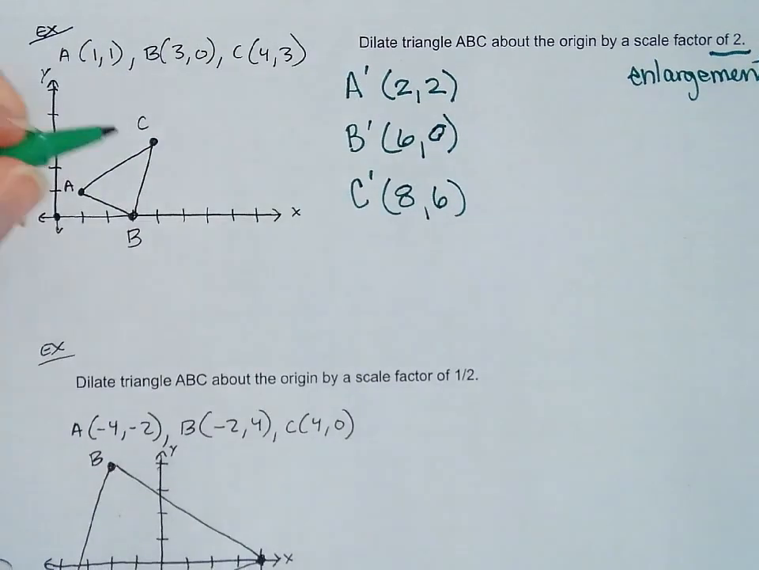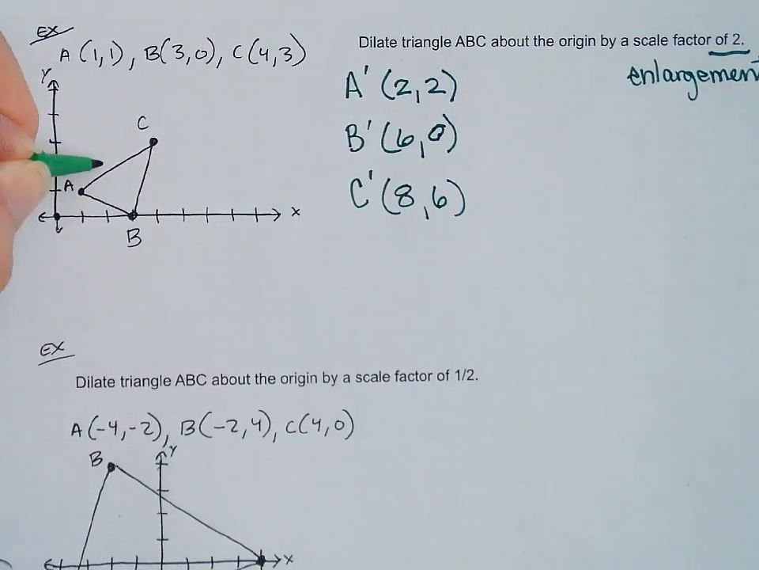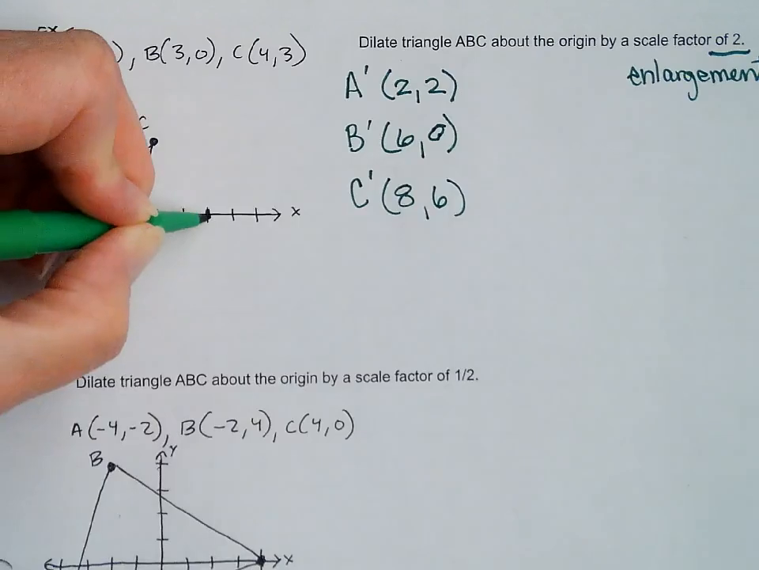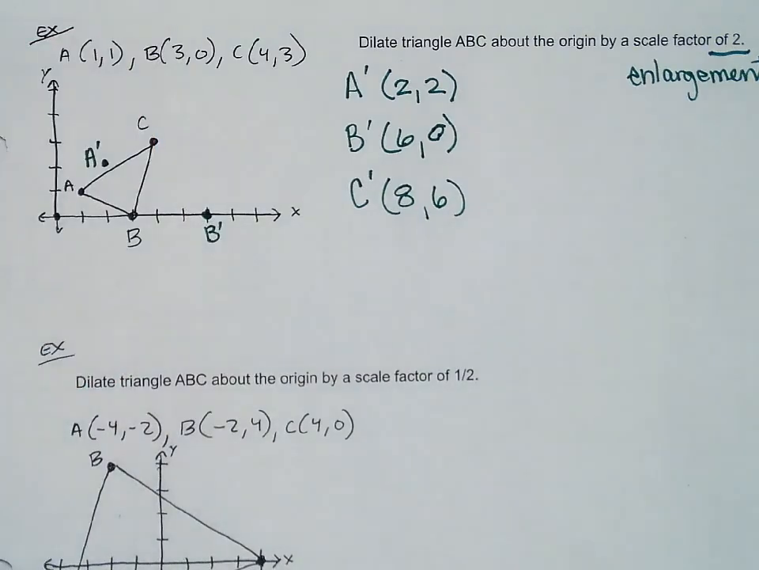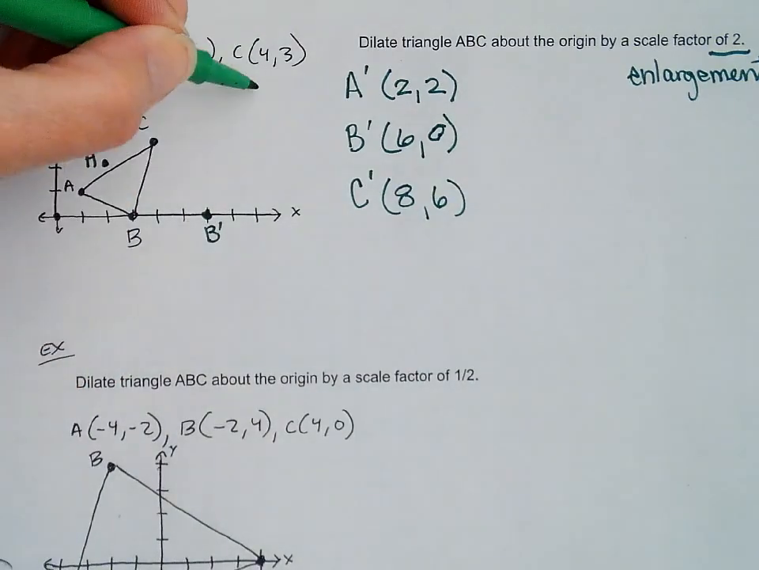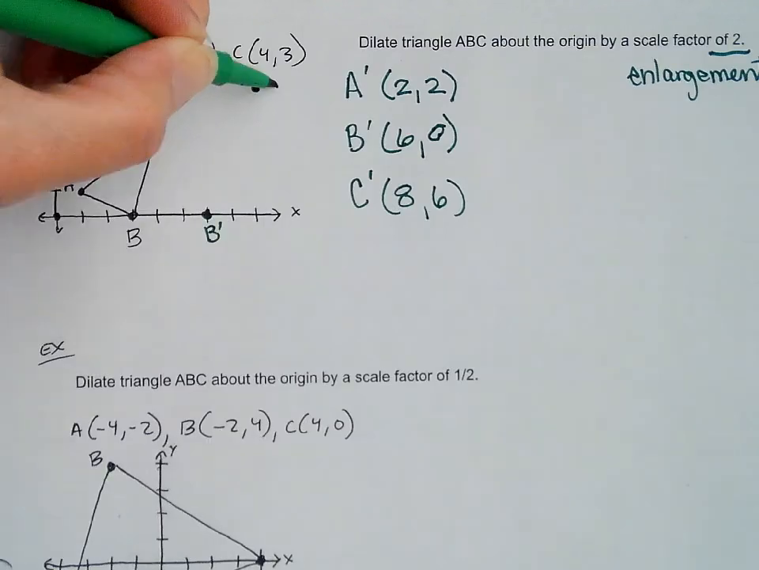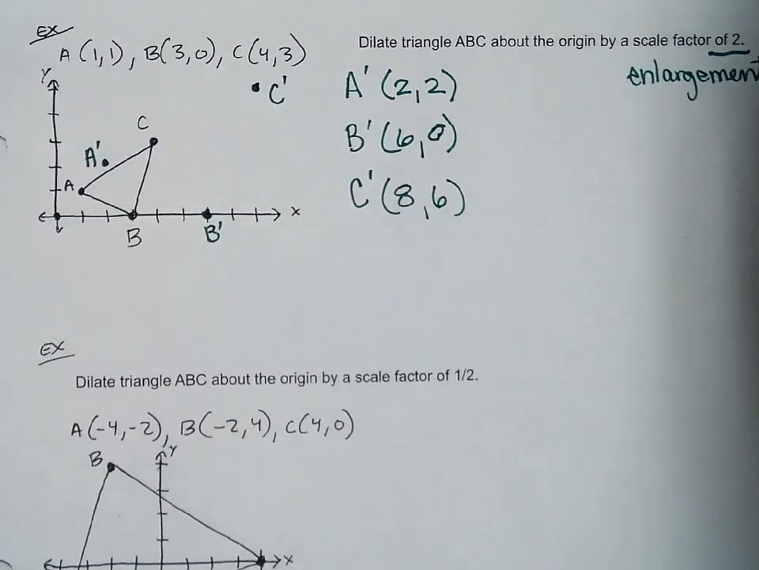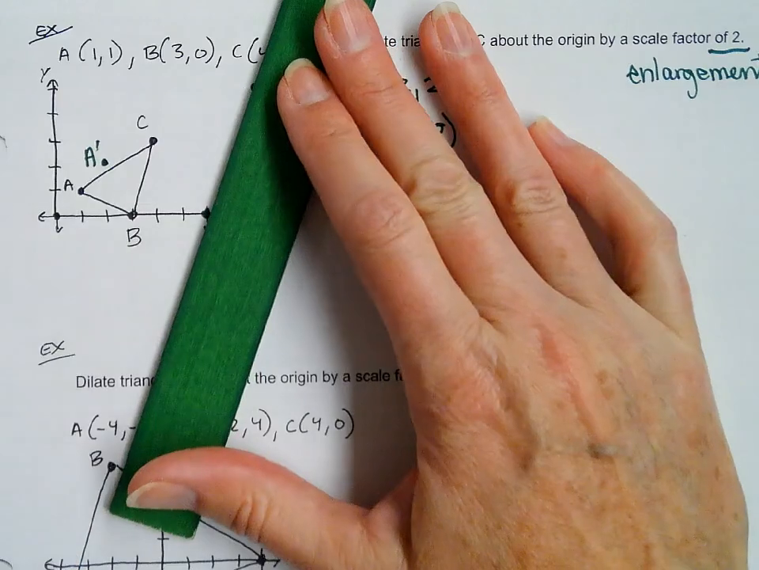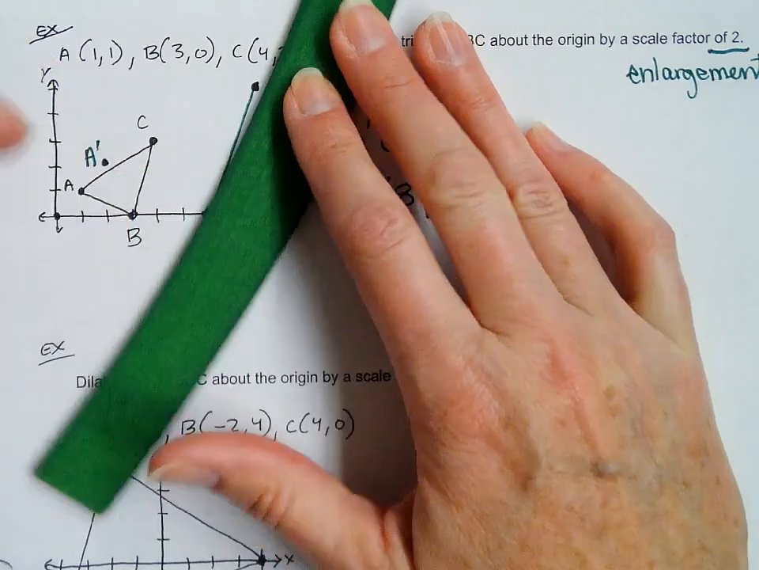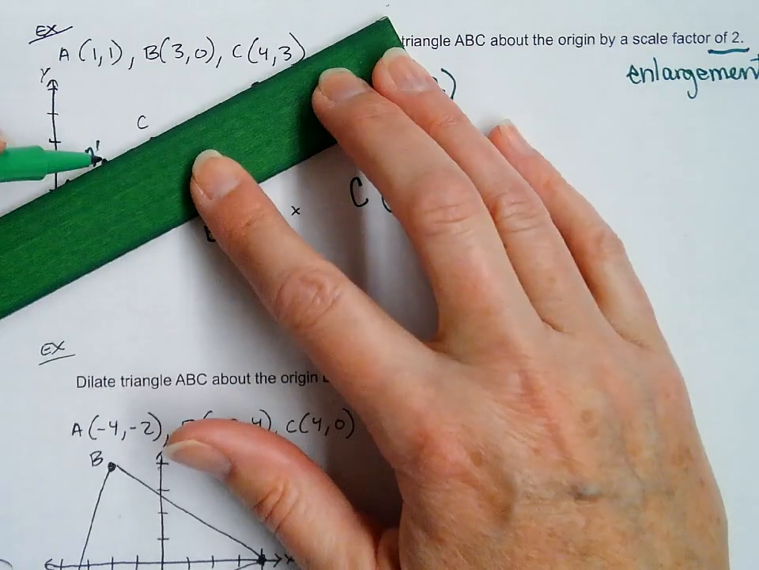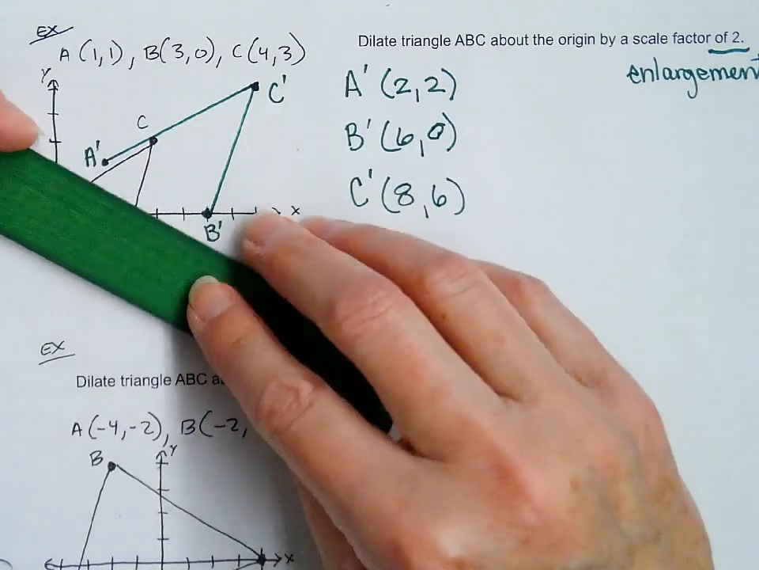So when we go to graph these new points for our new image, there's A prime, there's B prime at (6, 0), and (8, 6) is up here, C prime, which gives us a new shape which should look exactly like the old shape, just twice as big.